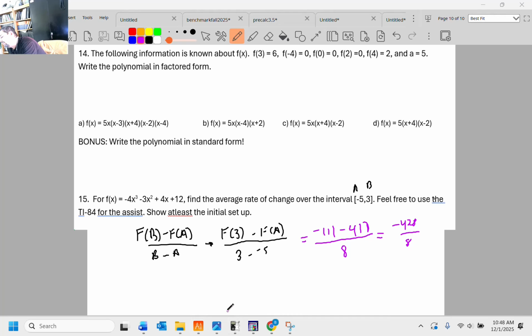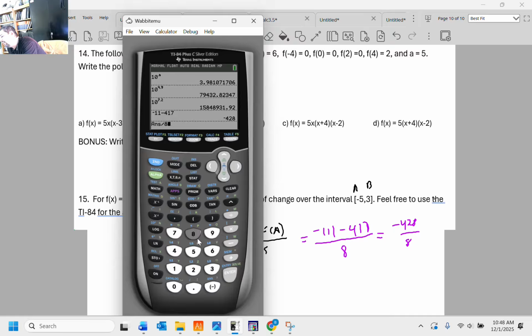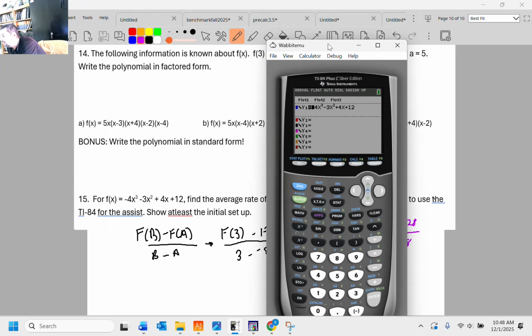And then I push some more buttons. And I think I get negative 66. Oh, I've made a mistake somewhere. Negative 4x cubed. Maybe I have a typo. Minus 3x squared plus 4x plus 12.